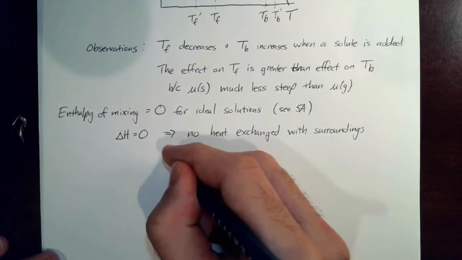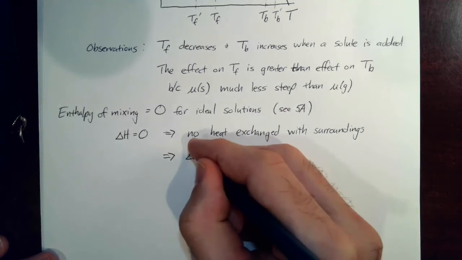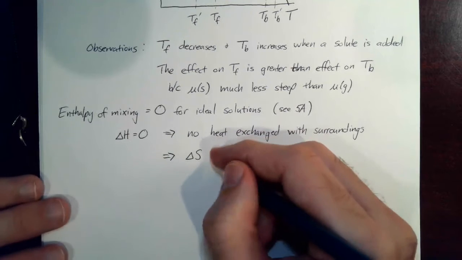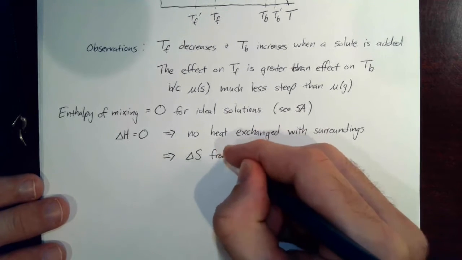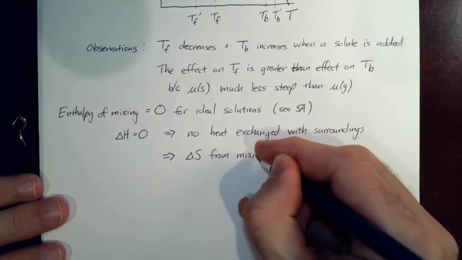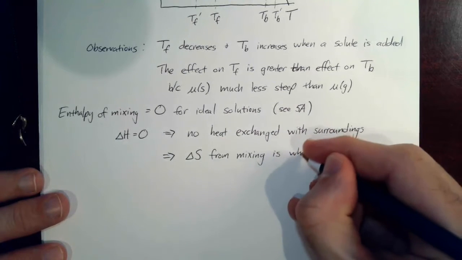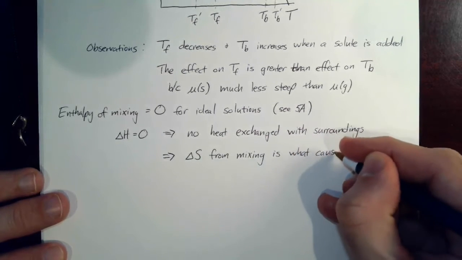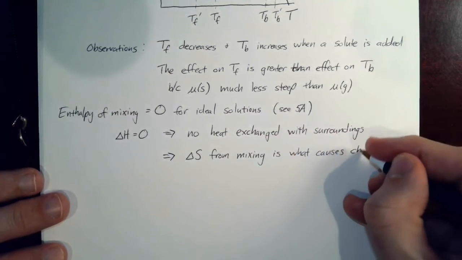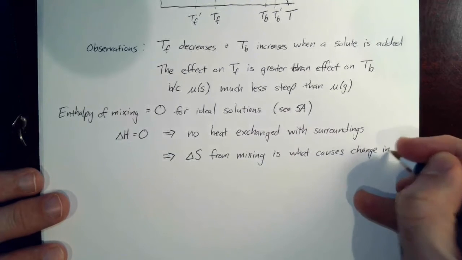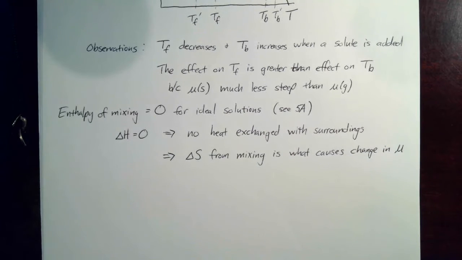So the delta S from mixing, the change in entropy as a result of mixing, is what causes the change in the chemical potential. And this is a very similar argument to what we had earlier for perfect gases.